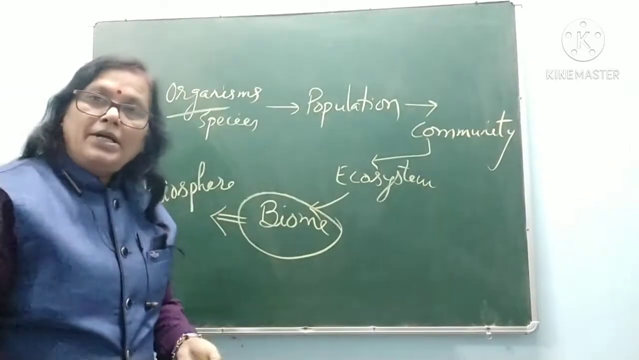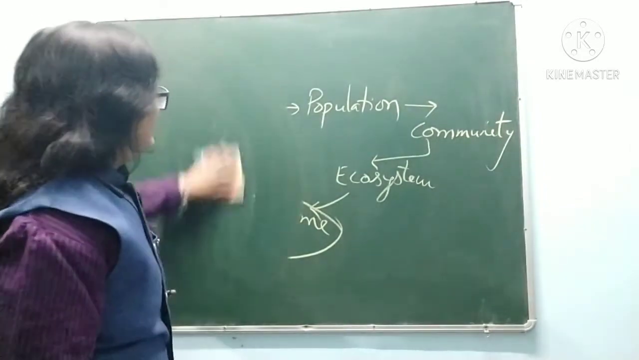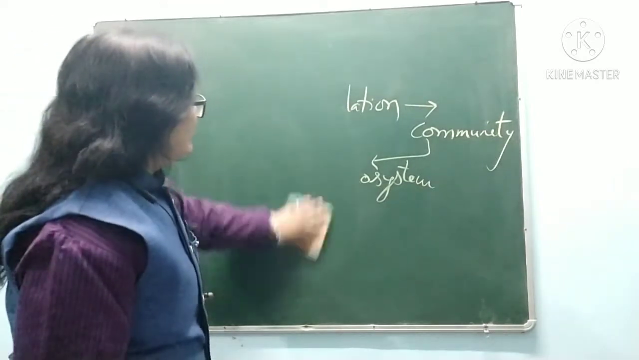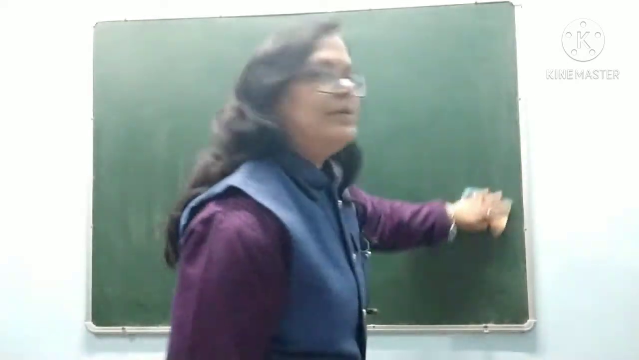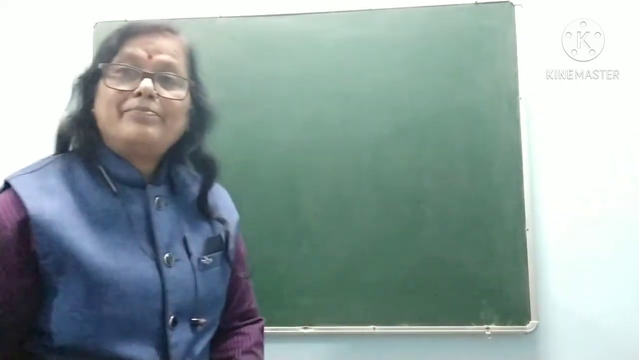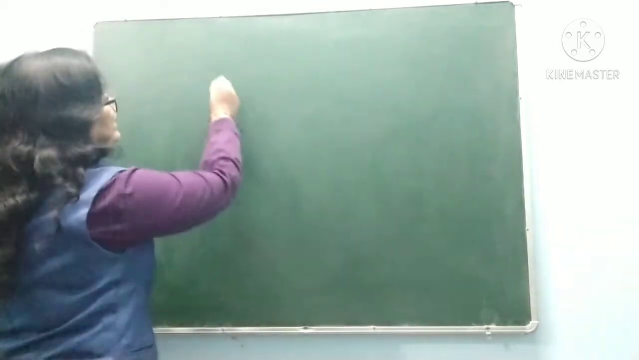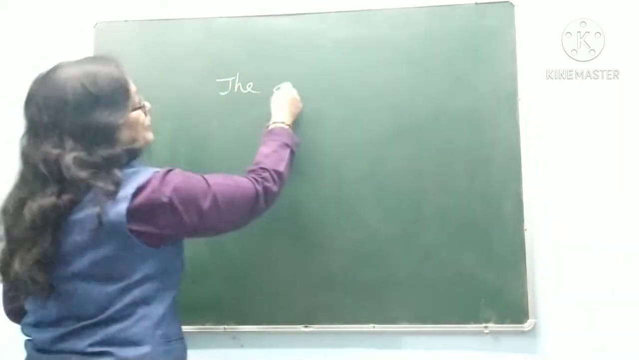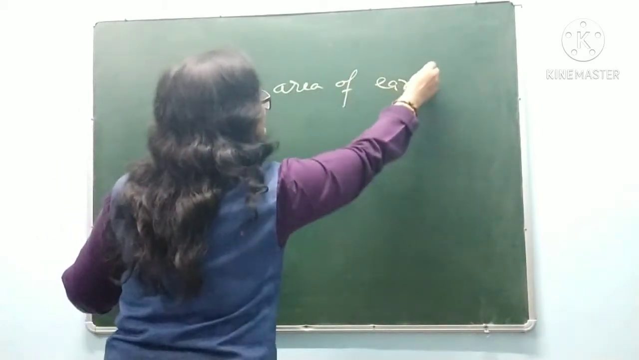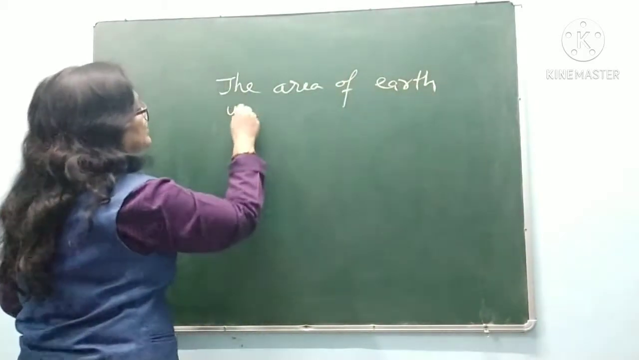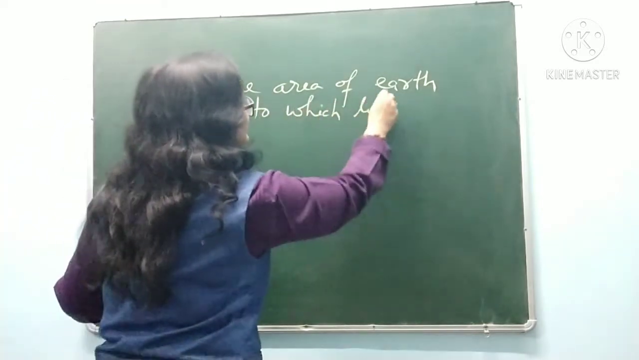Biosphere. As you know, sphere means the round structure and bio means the living thing. Or you may say the sphere represents earth and bio represents living organism. Or you may define biosphere as the area of earth up to which life exists.